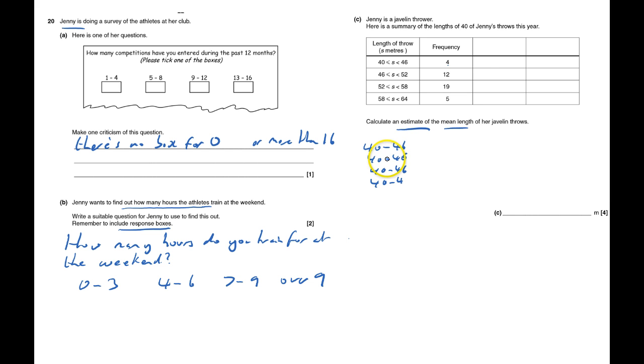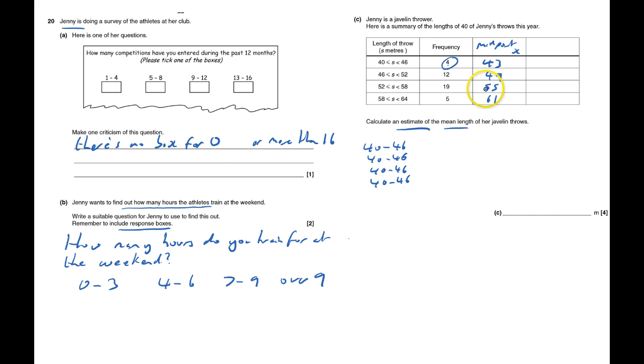Now I can't add those up, but I could say that on average they were 43, and that's the midpoint, which we normally give the letter x. Halfway between 46 and 52, if we add them together and divide by 2, gives me 49. Halfway between 52 and 58 is 55, and halfway between 58 and 64 is 61.